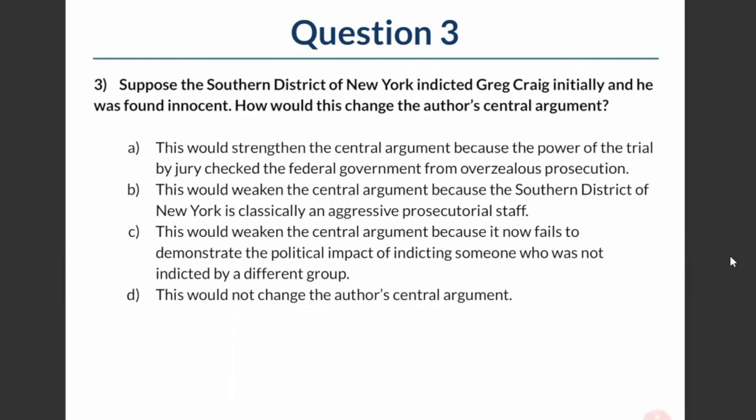C, this would weaken the central argument because it now fails to demonstrate the political impact of indicting someone who is not indicted by a different group. Okay, so this answer choice is really describing most specifically what is referenced in the passage. Let's take a look at it again, because there's a lot to really work through here. Down in this last paragraph, we see that the case was seen as weak by New York federal prosecutors. Southern District of New York won't prosecute. Okay. The Department of Justice later put forth an indictment anyway.